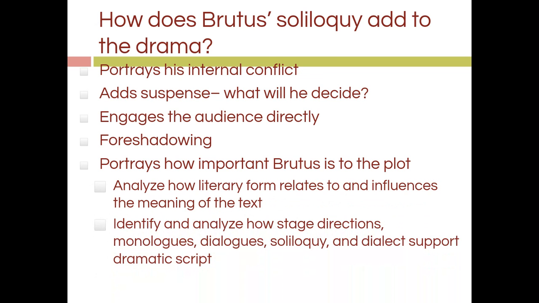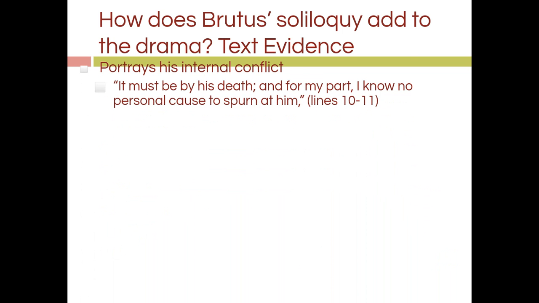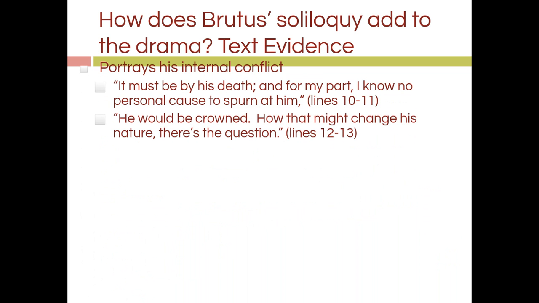All right. And so this also, as we've done, we've identified the soliloquy and how it adds to the dramatic script. So here's the text evidence that connects with it. As we said, it portrays his internal conflict. He says, it must be by his death. And for my part, I know no personal cause to spurn him. I don't know any cause to go against him. But then he says he would be crowned, how that might change his nature. There's the question. He's giving you the question in his mind. Like if he gets power, ooh, that will change him. How will it change him though? That's what he's wondering.